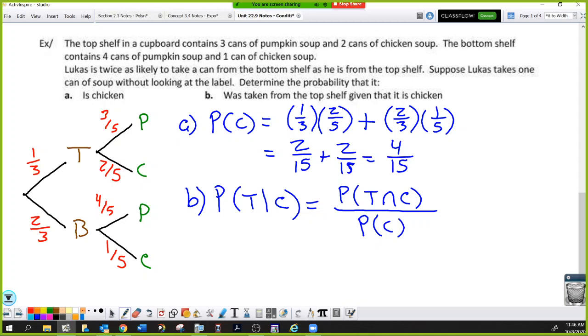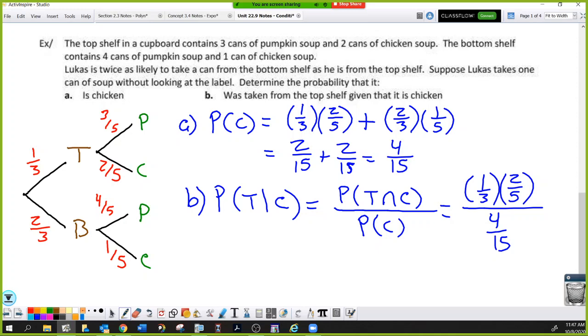So how do we do it? Actually, we're going to travel down the path and do the multiplication. The probability of T, 1/3, and chicken, 2/5, divided by probability of chicken. Hey, we just found the probability of chicken, didn't we? I wonder why they would have made me do that. That seems rather IB-ish, doesn't it? Bless you.